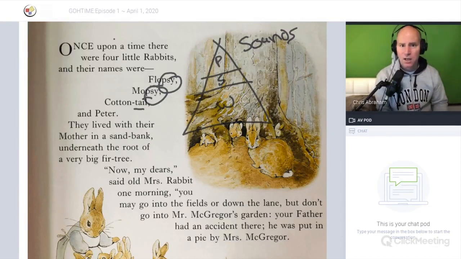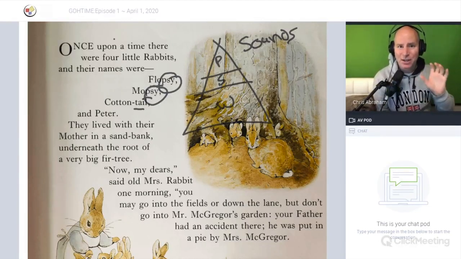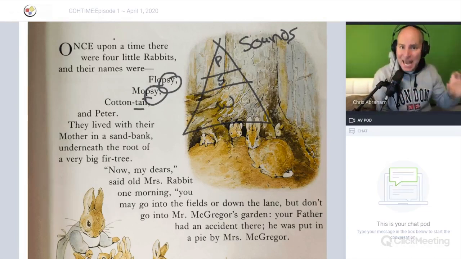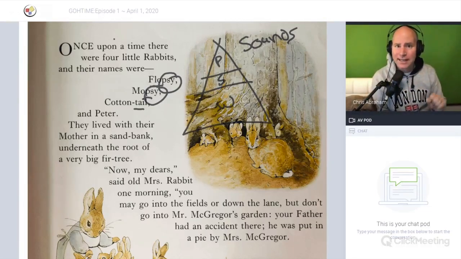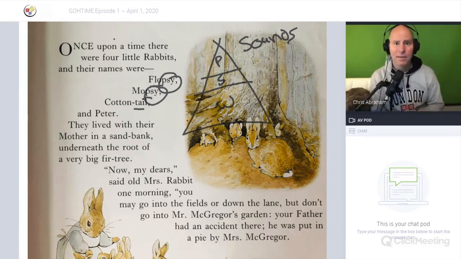So basic foundational phonological awareness is hearing similarities in the beginning and ending of words. A child that hears that Flopsy and Mopsy rhyme, they have beginner phonological awareness.